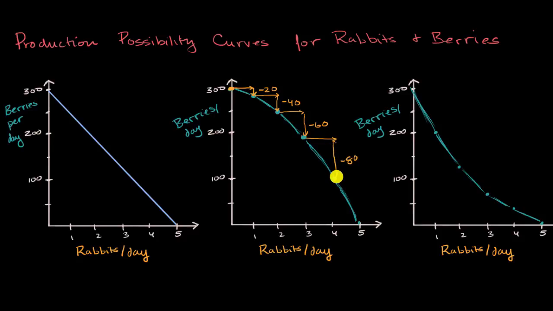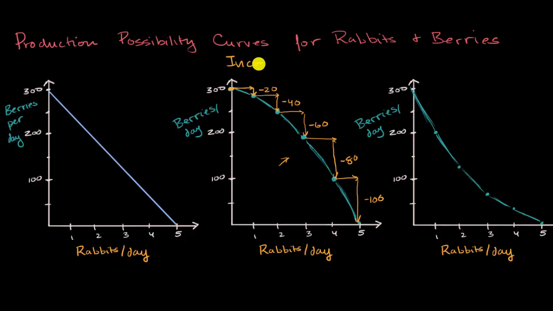And then last but not least, that fifth rabbit, which is the most that I can hunt in a day, I'm going to give up 100 berries. Because here, I'm going after the really nimble rabbit, the really sly rabbit, and I'm giving up literally the low-hanging fruit in terms of berries. The ones that might be on the ground just ready for me to pick up. And so the important realization from this video is this bowed out shape right over here. This is describing an increasing opportunity cost.